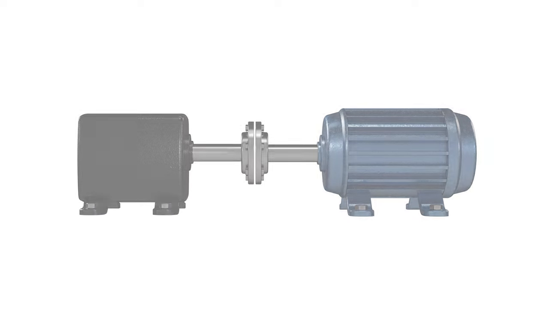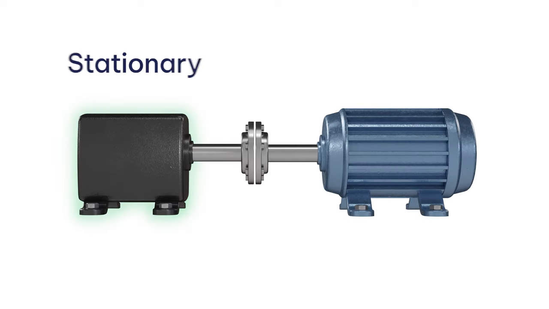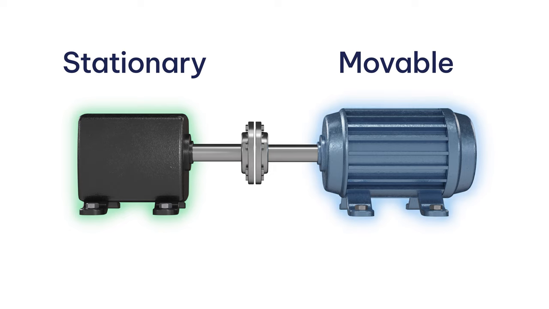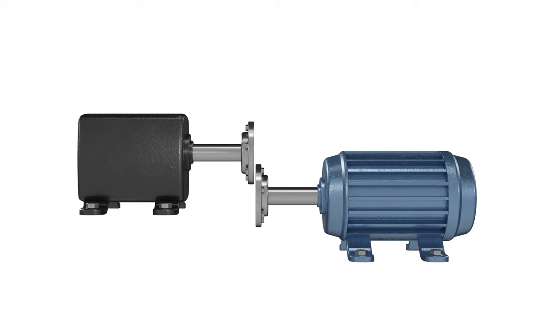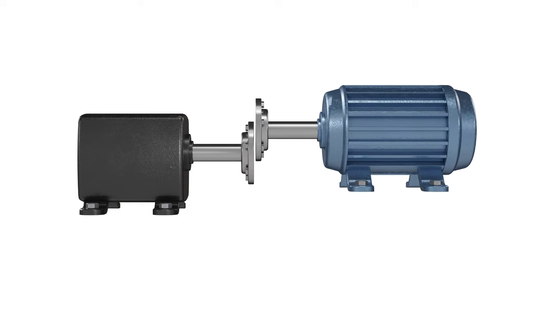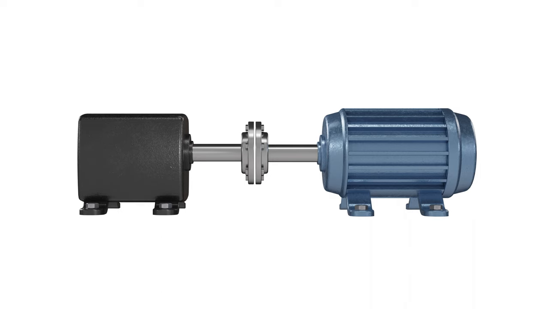In shaft alignment, the shaft of the driven machine is typically considered stationary, while the other, the shaft of the driver, is movable. The movable shaft is adjusted in relation to the stationary shaft to bring both shafts into alignment and to satisfy machinery alignment tolerances.